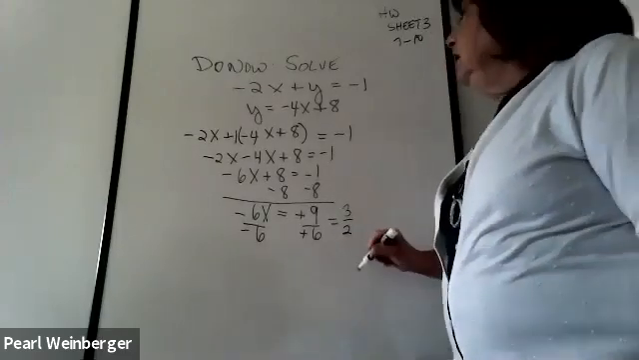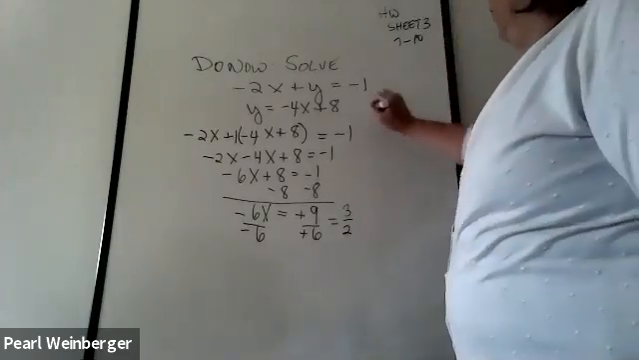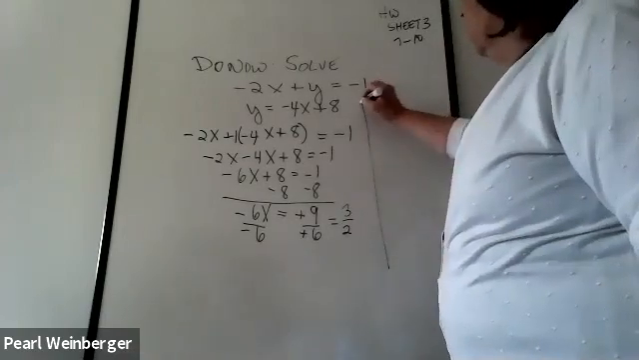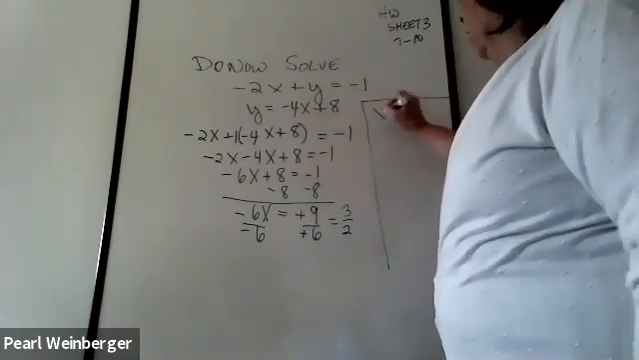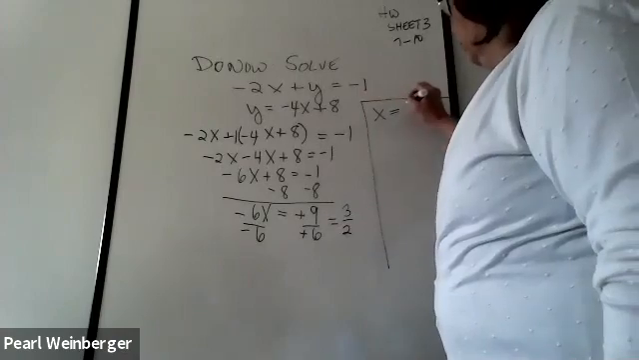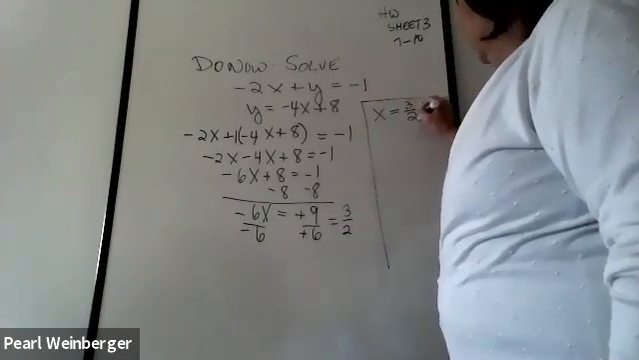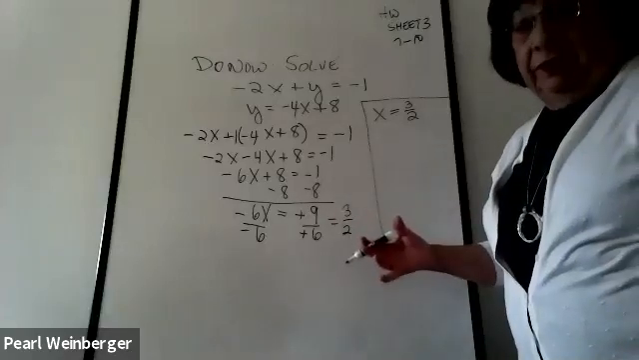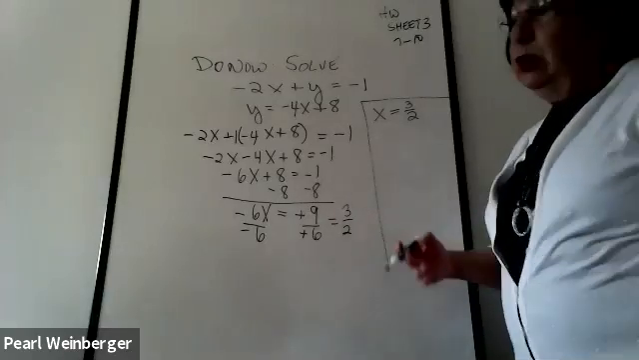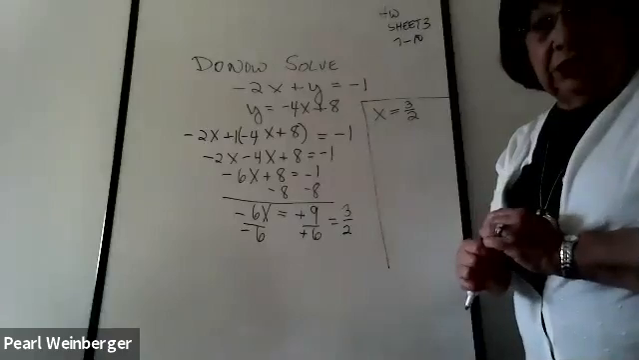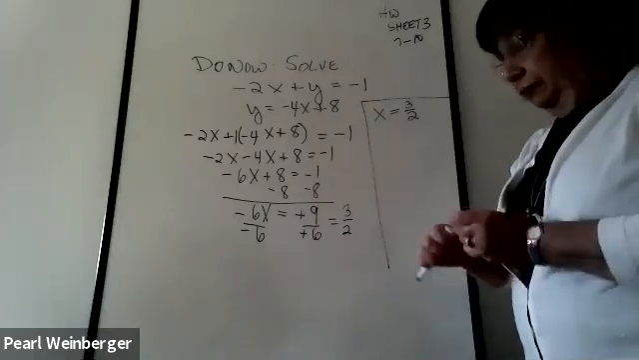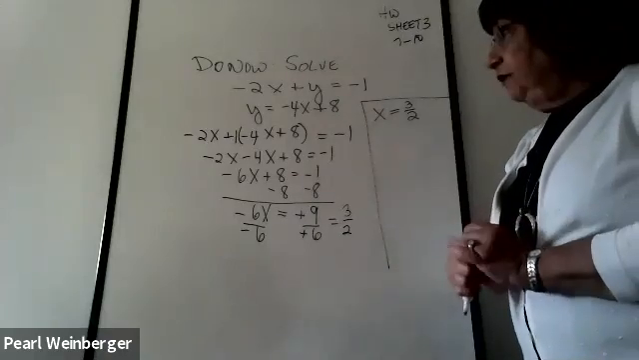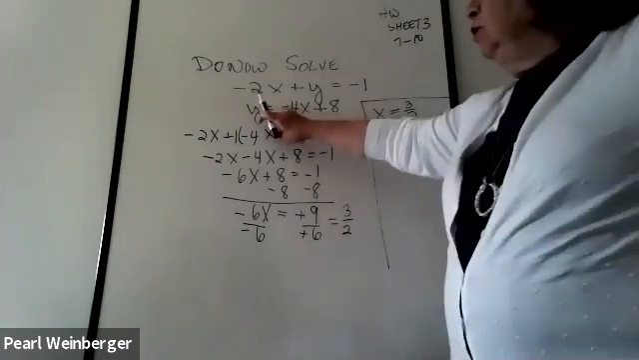So it turns out that for x, I get 3 over 2. If you wanted to, you could leave it. The best way to leave it is to leave it as 3 over 2. But if you wanted to, you could just change it to decimal form if you prefer that. We're not finished because we have to figure out what the y is.